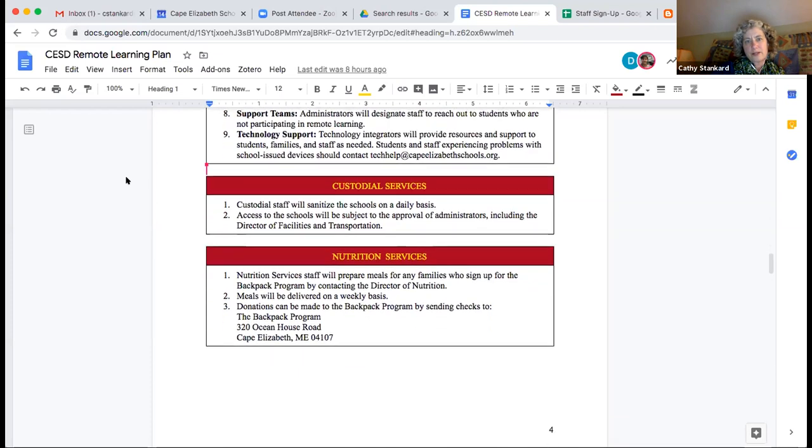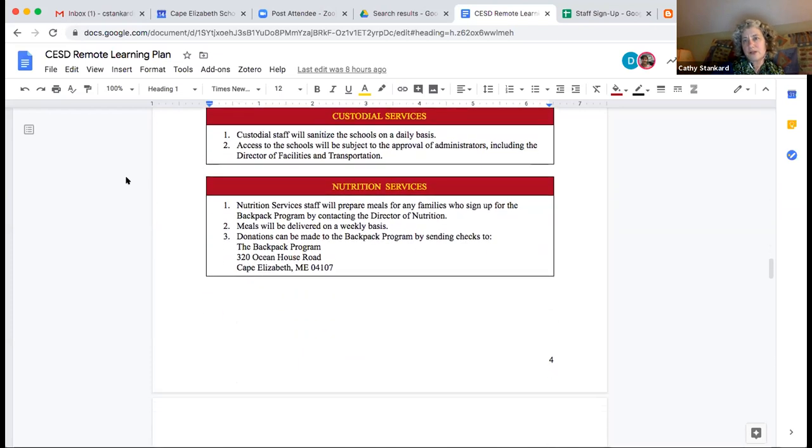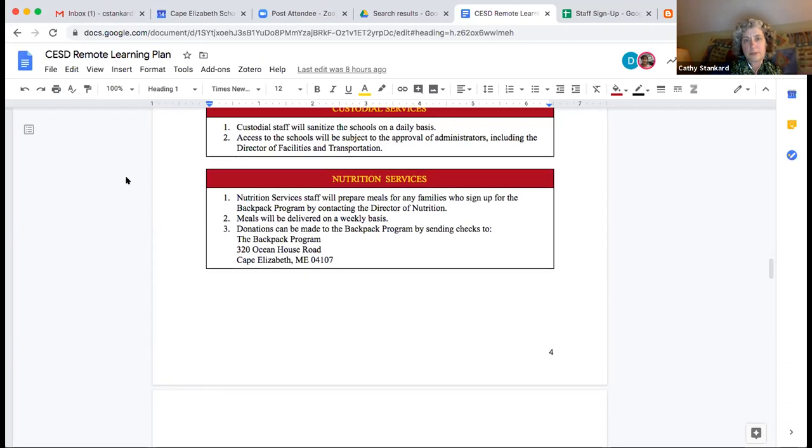And then as far as custodial and nutrition services are concerned, the schools are being sanitized on a daily basis. Access to the schools is subject to the approval of the school principals, as well as the director of facilities and transportation. And then nutrition services staff are preparing meals for any families who indicate that they need them. They sign up for the backpack program. Those meals are delivered once a week. And we are accepting donations for people interested in doing so, and the information is there.